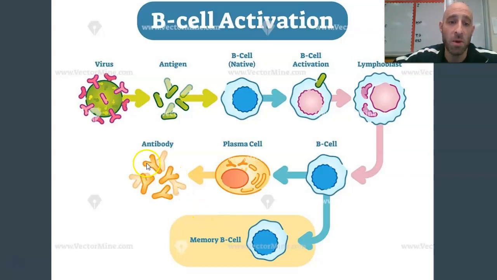And the way an antibody works is they attach to these antigens and it just literally slows them down. So that's a very brief explanation of the acquired immune system, but it's really an amazing process.